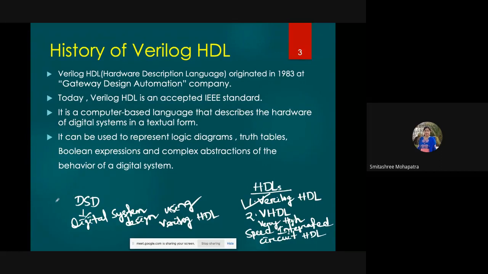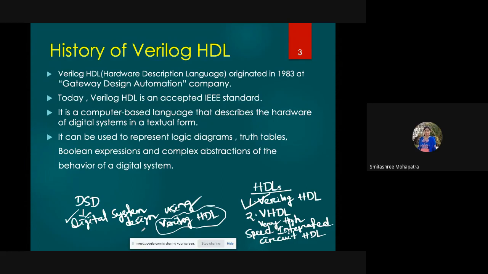Actually, all these things come from the term VLSI, or IC, which is of two types: analog and digital. For the digital design, we are writing the code. When you are designing with Verilog HDL, you are designing a digital system. Whatever digital systems you have studied in your STLD, we are going to design using this language called Verilog HDL.